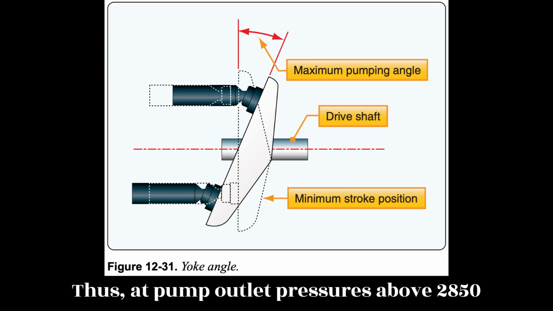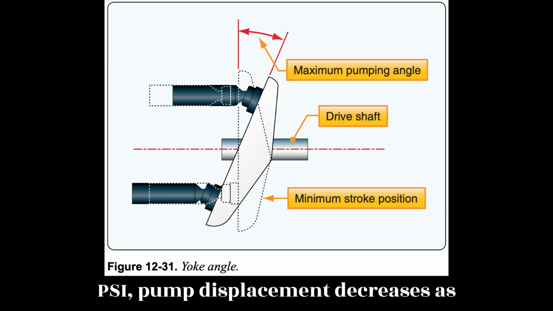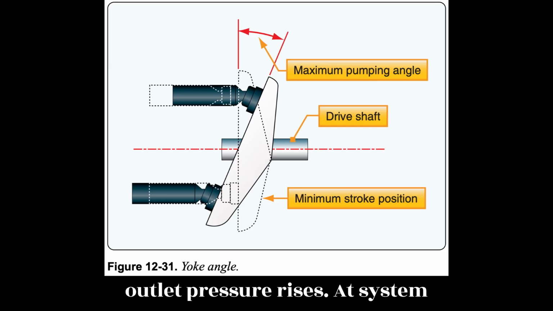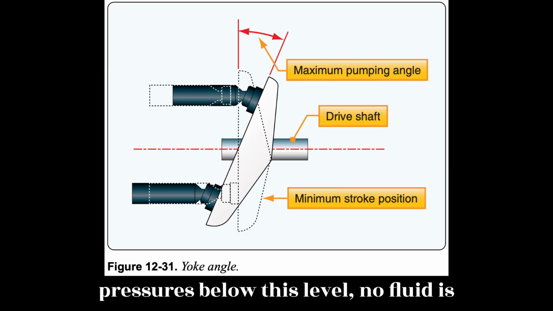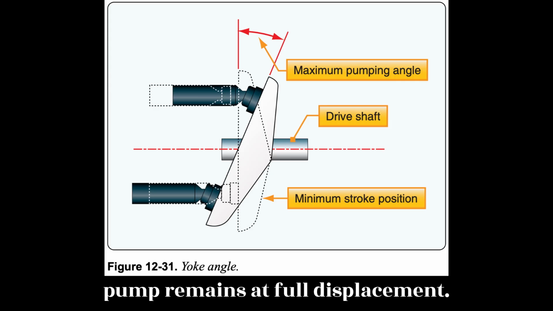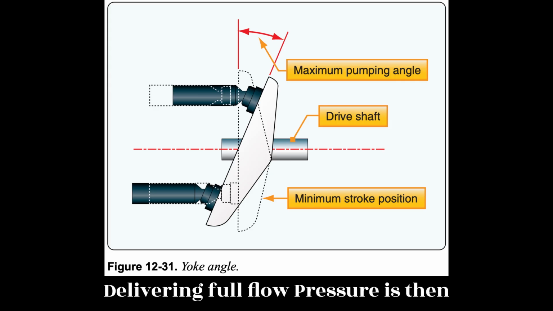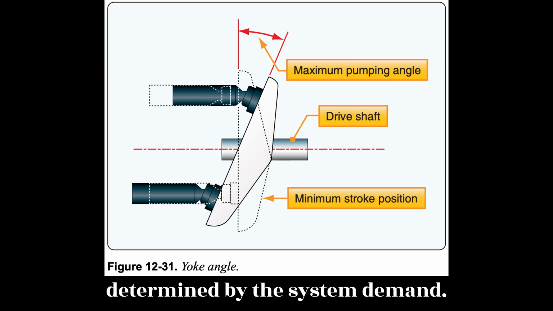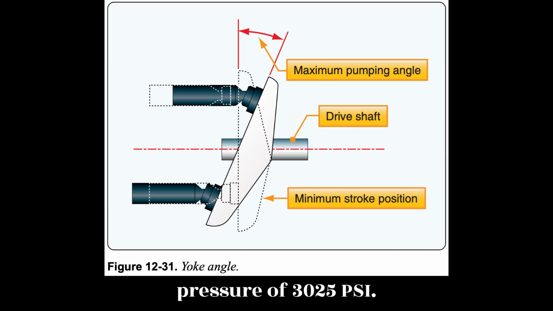Thus, at pump outlet pressures above 2,850 psi, pump displacement decreases as outlet pressure rises. At system pressures below this level, no fluid is admitted through the pressure compensator valve to the actuator piston and the pump remains at full displacement, delivering full flow. Pressure is then determined by the system demand. The unit maintains zero flow at system pressure of 3,025 psi.